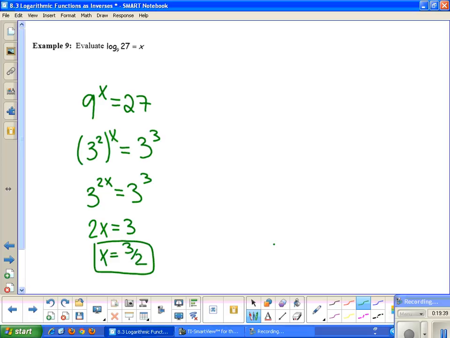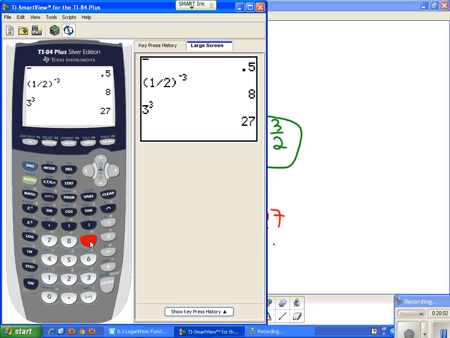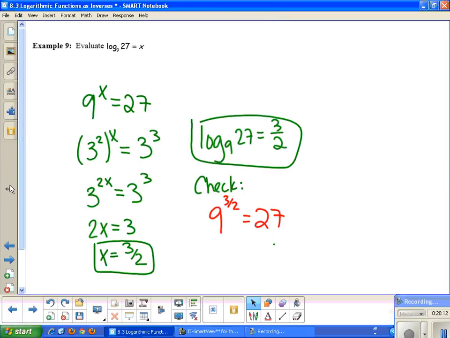3/2. So if I write this out, I have the log base 9 of 27 is equal to 3 halves. So to check my work, I would do 9 to the 3 halves should be equal to 27. So let's go ahead and do that on our calculator. 9 to the parentheses 3 halves power. And when I do that, notice I get 27, so it checks out.